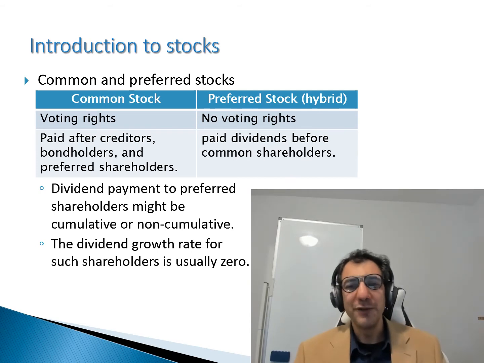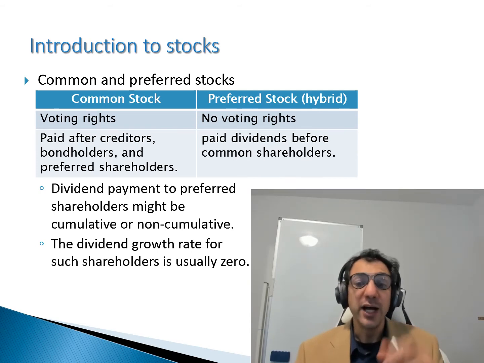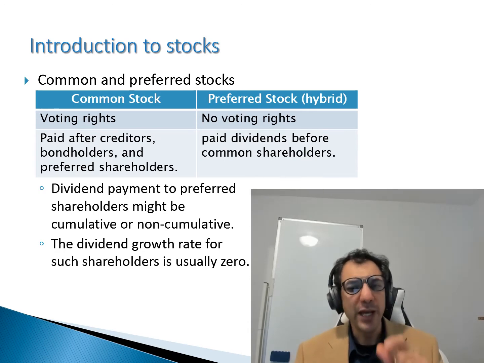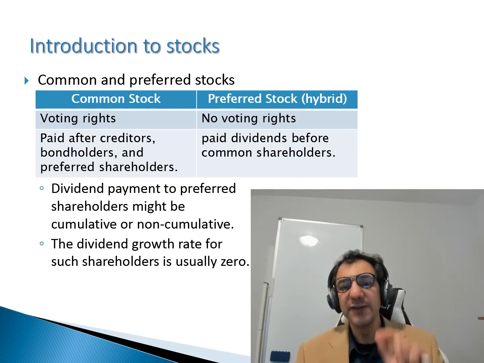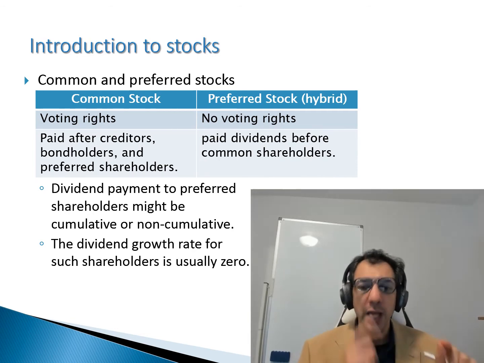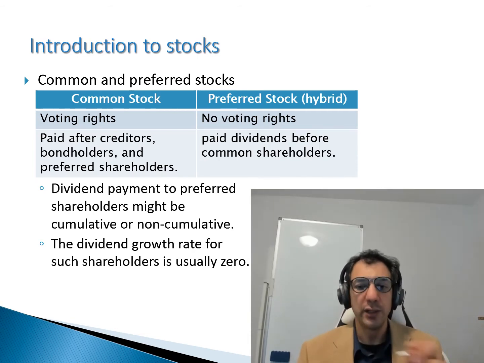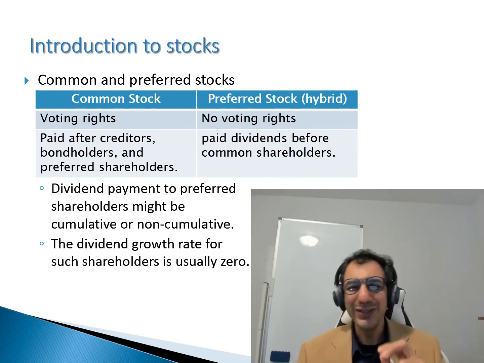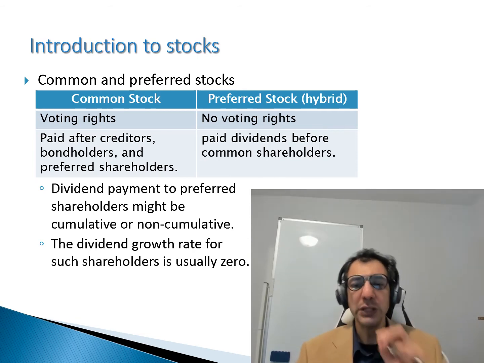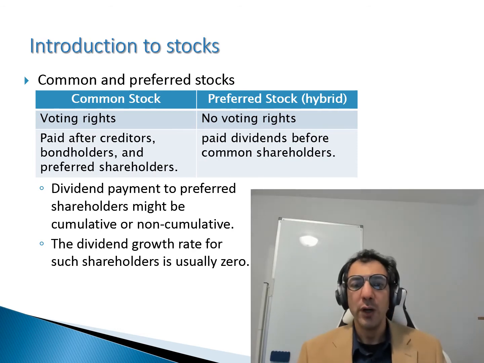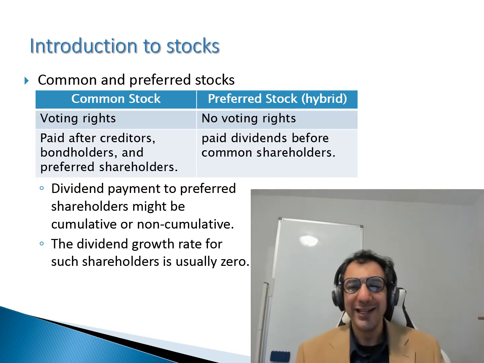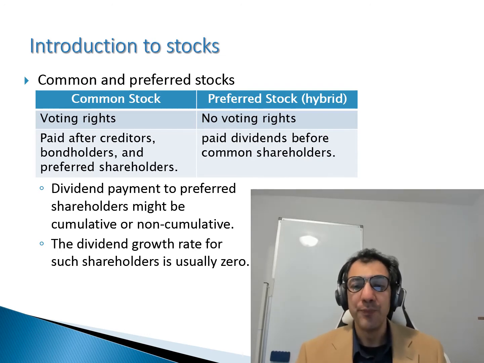Usually when it comes to preferred shares, there is another feature which is very similar to that, which is the payment. The dividend payment for preferred shareholders is usually fixed. It means, for example, they receive a fixed amount of dividend per share every year. Let's say $2. That $2 doesn't grow over time. $2 this year, $2 next year, $2 the year after. So that's why the cash flow for preferred shareholders is something we call perpetuity.